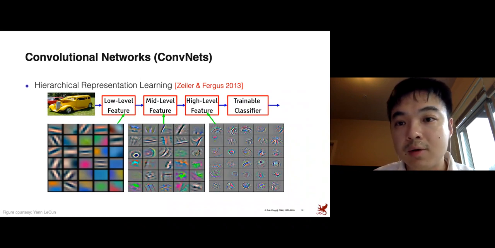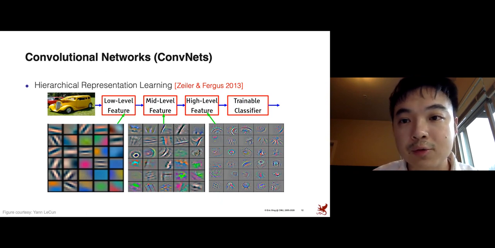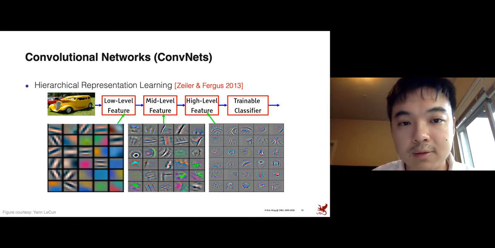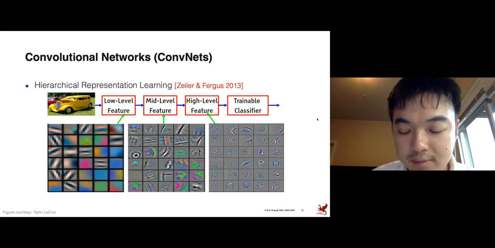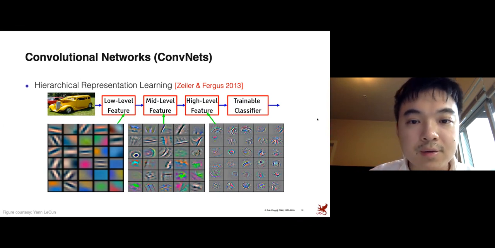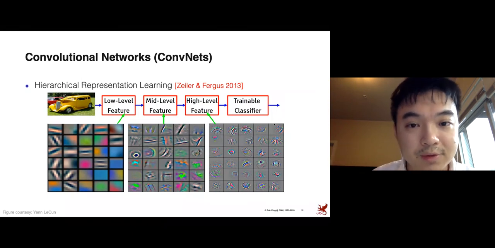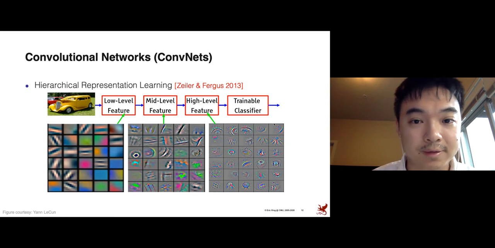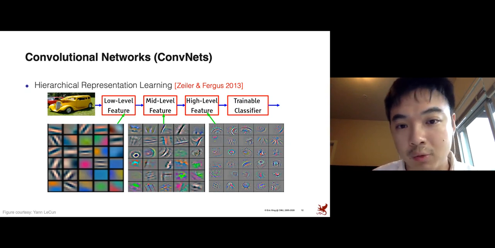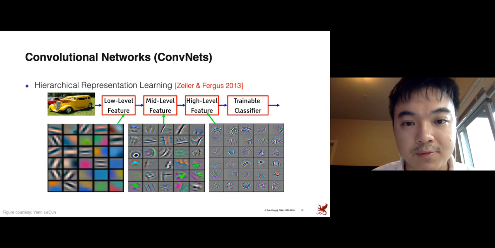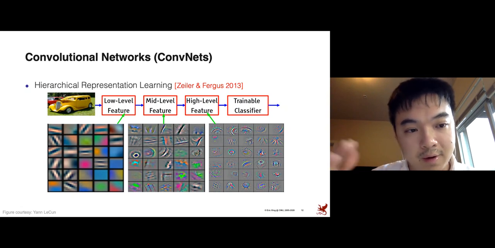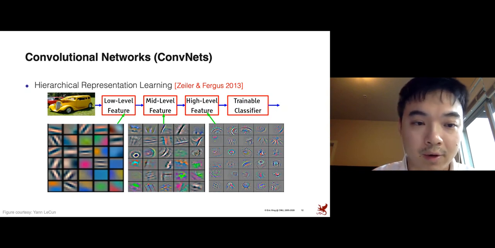Okay, I see a raised hand. I was going to ask what's the difference between this and the traditional neural network again? The so-called traditional neural network is the multi-layer perceptron, MLP. So it's basically fully connected layers, where every layer is fully connected with the previous layer.